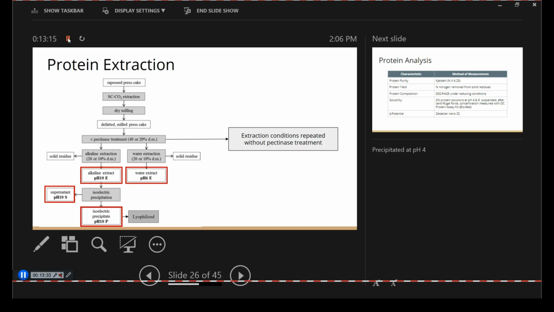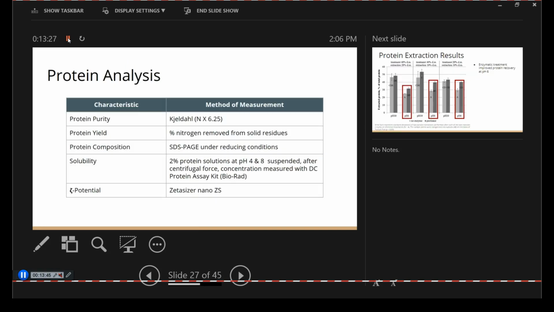From the alkaline extracts, they did isoelectric precipitation, and they obtained a supernatant and the precipitate. The supernatant will be referred to as pH 10S for supernatant and pH 10P for precipitate. The protein extracts were analyzed for purity, yield, composition, solubility, and zeta potential, or surface charge.